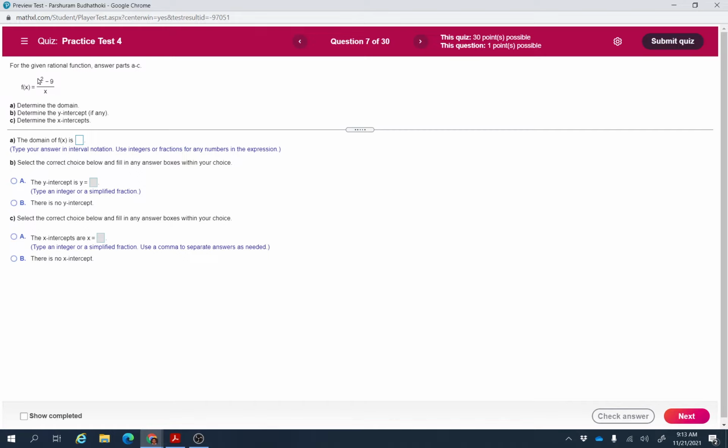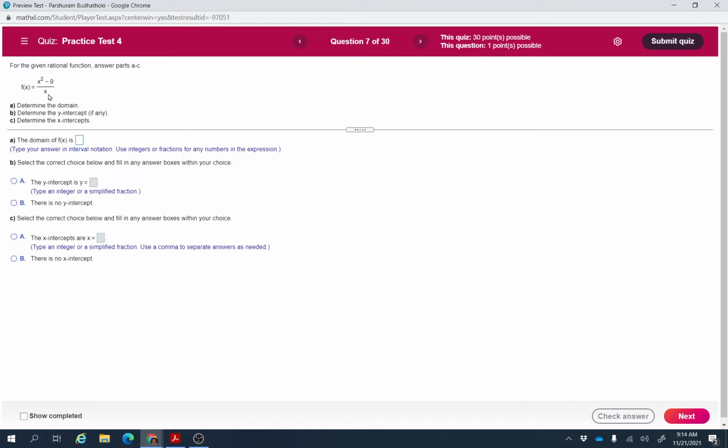Find the domain. This is the rational function. So the domain can be found by looking at the denominator. Think about the possibility for which that denominator would be 0. The only value you can see here is x on the denominator. So for x equal to 0, the function would be undefined.